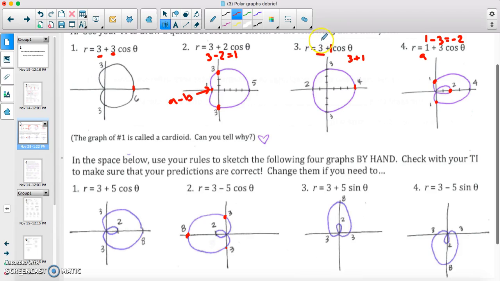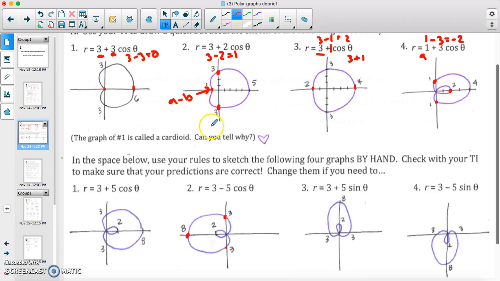When your number is a lot bigger, here we've got 3 minus 1 is 2. So we hit here. Notice when the A value is a fair amount bigger than your B value, you don't have a dimple or an inner loop. You are going to have a concave or convex shape. When they match, that's the special case, which is a cardioid, because it looks like a heart. Because 3 minus 3 is 0, so we just sit on the 0.